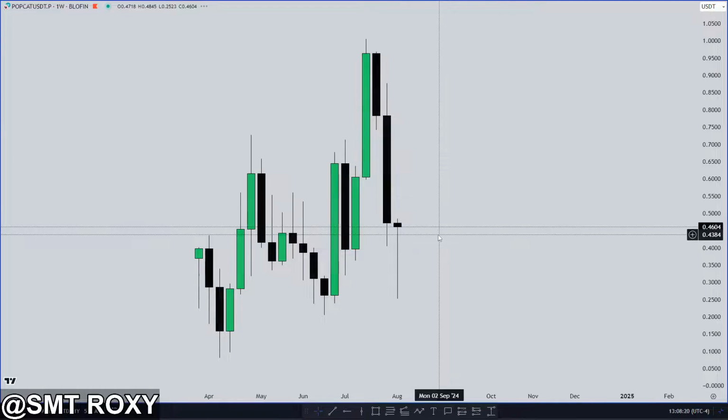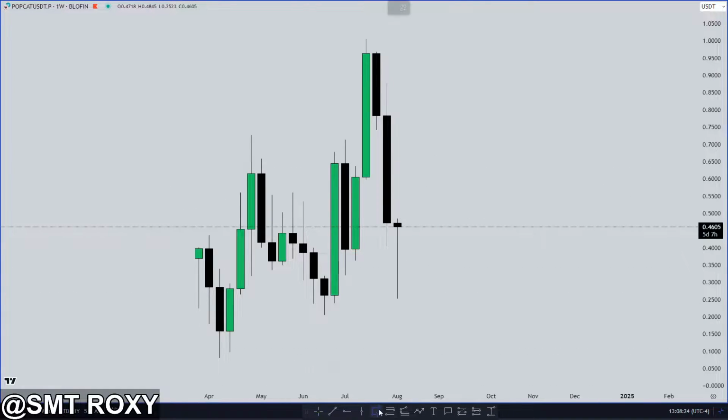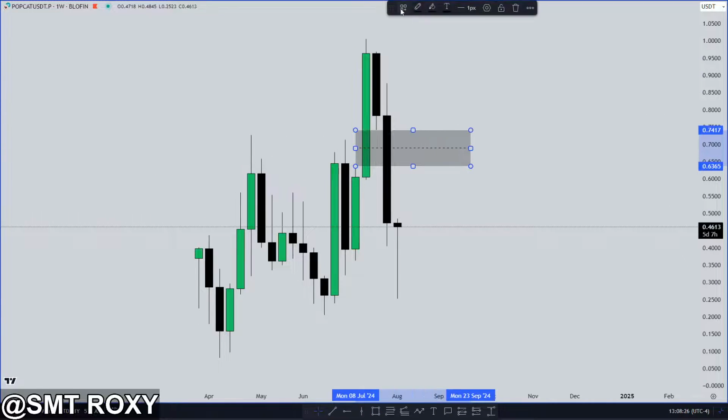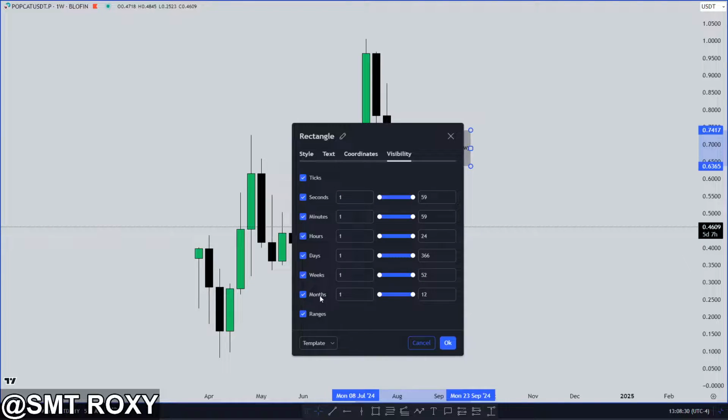So Popcat, let's see Popcat. Monthly doesn't look too decent. Weekly looks a little bit better in my opinion, but it looks bearish to me. It looks a little bit bearish, especially with how this formed right here. It looks bearish to me.